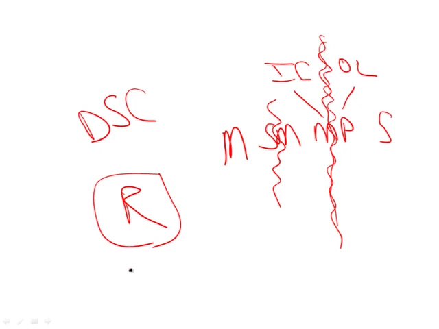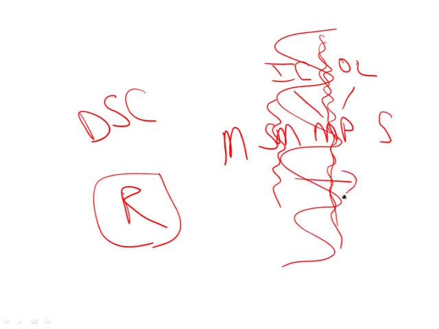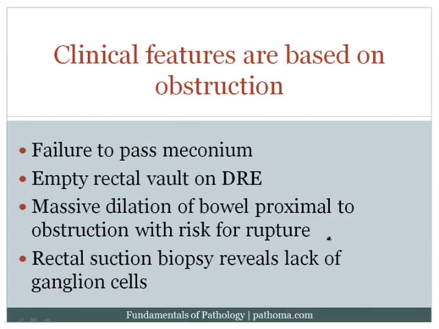And so if the ganglion cells of both layers are lacking, you're not going to have good peristalsis, so you won't be able to pass stool through appropriately, and you won't have good relaxation, so you won't be able to relax the rectum appropriately to get the stool to move forward and eventually out of the body. And so the clinical features of this disorder are all going to be based on that central theme, which is that there's going to be obstruction.